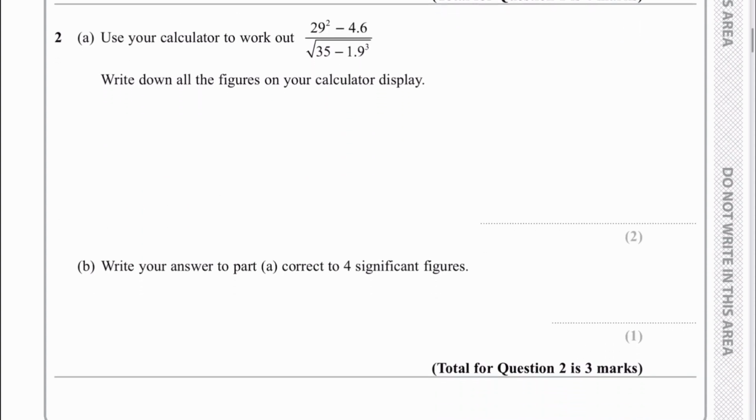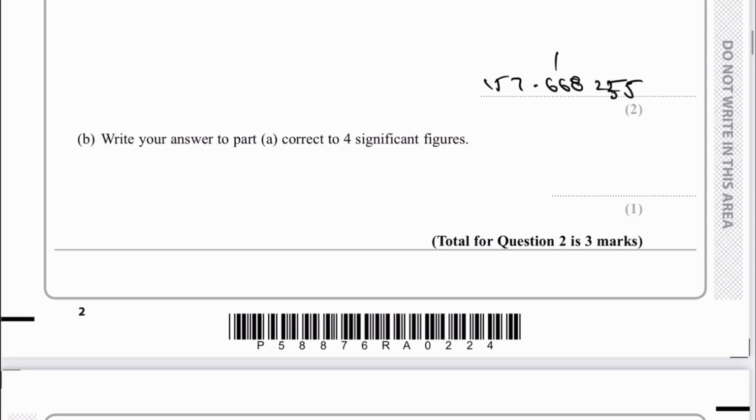Okay, let's move on to question number 2, which is using a calculator. All I would do with this is directly put it into the calculator using the fraction key, and what I should end up with is 157.6682255. That's perfectly fine for this particular question, because in part B it asks us to give the answer correct to 4 significant figures. Well, the 4th significant figure is 6. I'm going to make it a 7 because the number afterwards is above 5, so that becomes 157.7, and that would be the answer to part B.